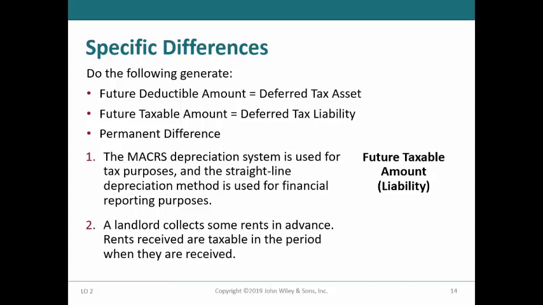The second one, a landlord collects some rents in advance. Rents received are taxable in the period when they are received, which will result in a deferred tax asset because the income will have already been reported on the tax return prior to being reported in the financial statements.